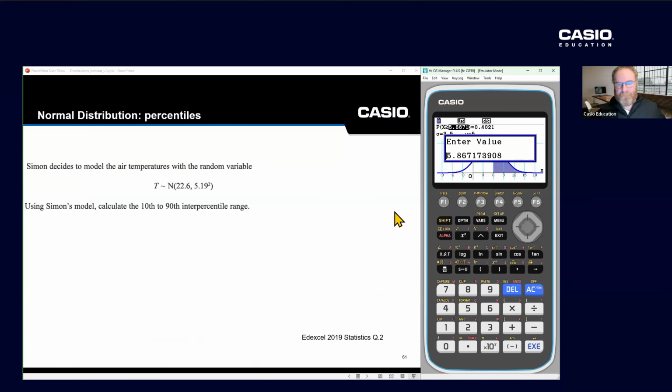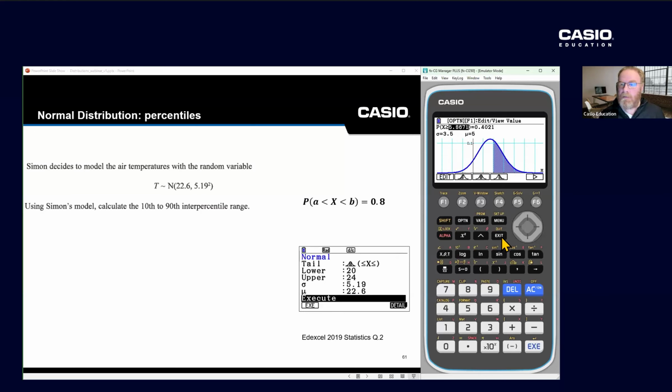Final question, slightly different. This is asking about percentiles. Okay, so it's something that you may come across. So what we want to do is find a value of A and B. It's between the 10th and 90th, which conveniently is symmetrical about the mean. Okay, and we want that probability to equal 0.8.